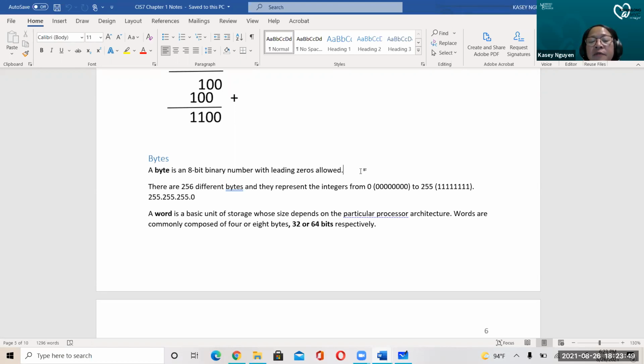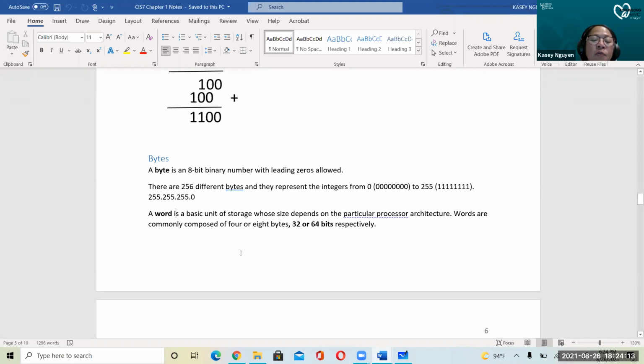There are 256 different values that a byte can represent, the integers 0 to 255. And this is why, if you know networking, when you look at a subnet mask, you would see either 0 or 255.